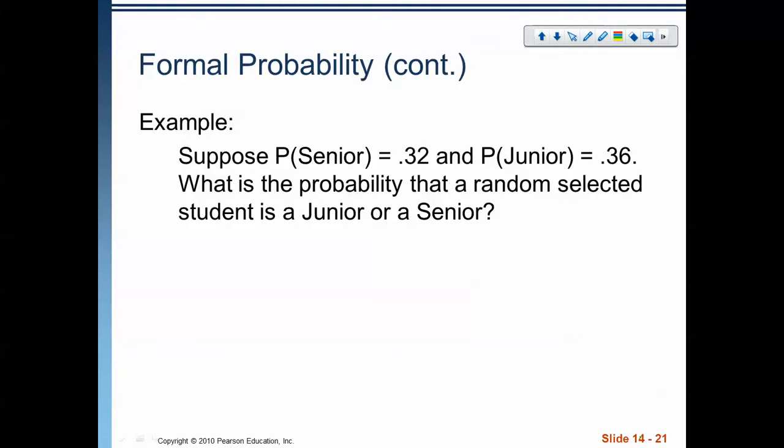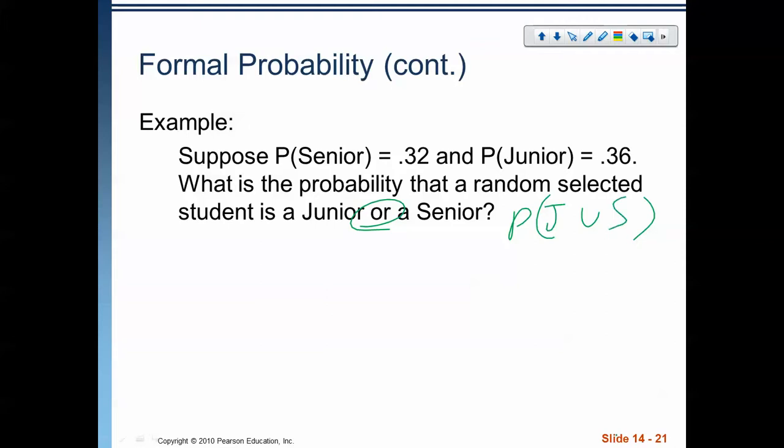So suppose P of senior equals 0.32 and P of junior equals 0.36. What is the probability that a randomly selected student is a junior or a senior? Let's look at some keywords. We're looking for a randomly selected student that is a junior or a senior. Reading that "or" statement tells me that automatically I'm going to have a probability with an or statement. In this case, probability of junior or senior.